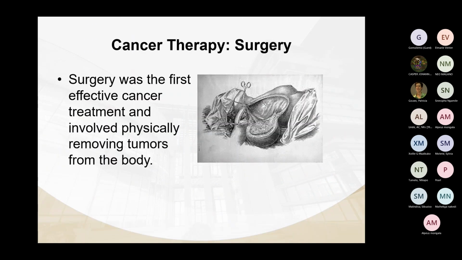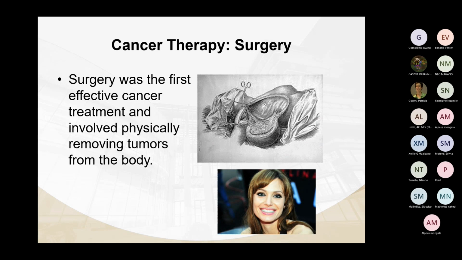Okay, so there's various ways of treating cancer, and one way is surgery. So basically cutting out the tumor. And we know someone who's famous, Angelina Jolie, who had a mutation in one of her breast cancer causing genes. And what she had done was that she removed her breast before the cancer develops.